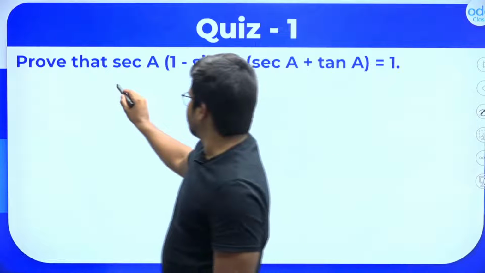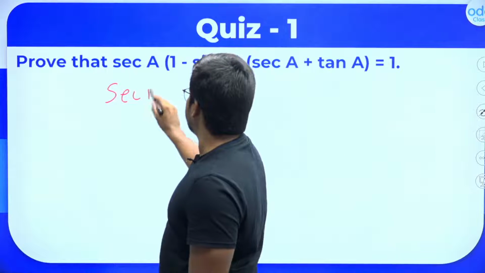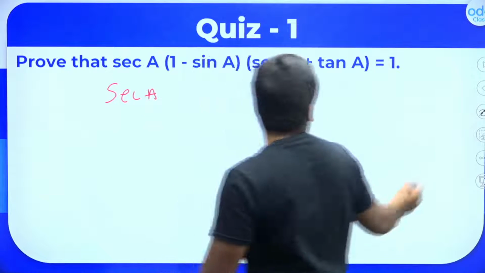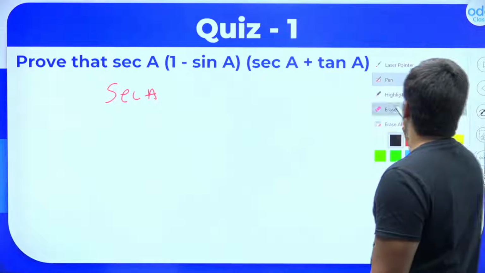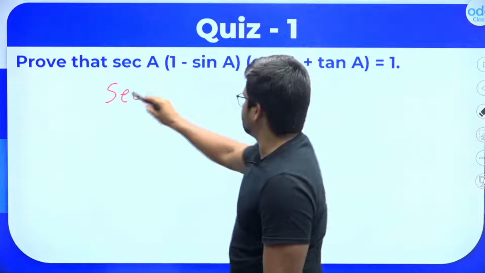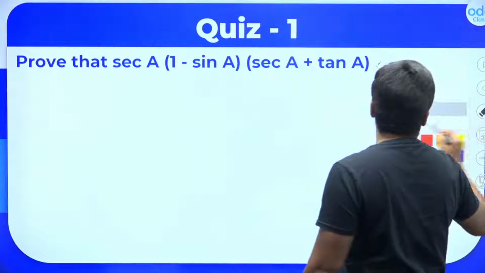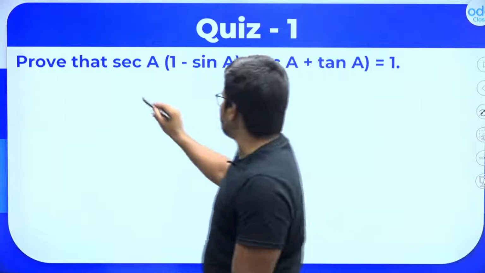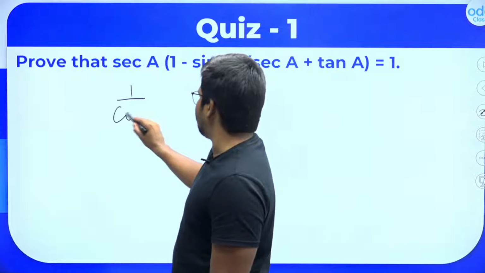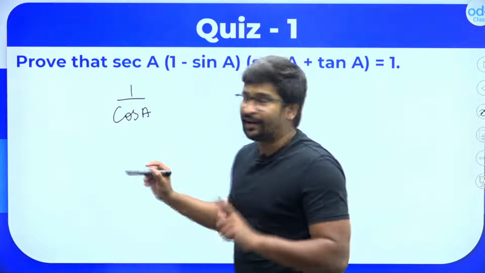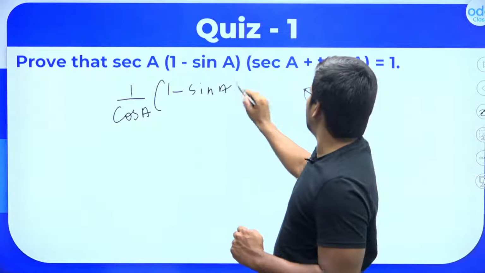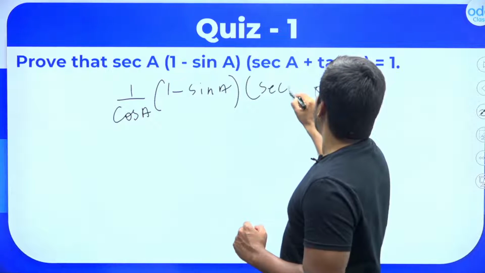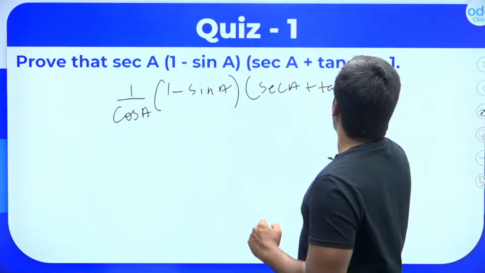You all know that sec of A is 1 divided by cos A, correct? So sec is 1 by cos A. So this sec I am writing as 1 divided by cos A. Fair enough. Into 1 minus sin A into sec plus tan A. Let it be there.